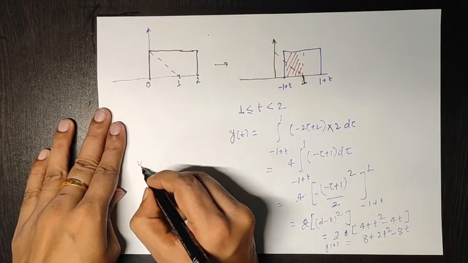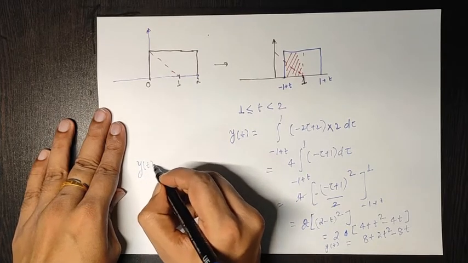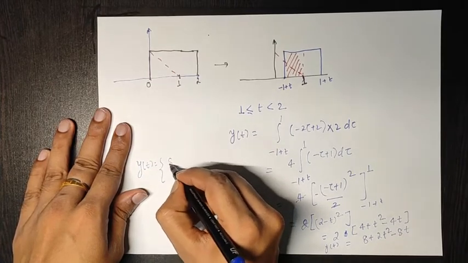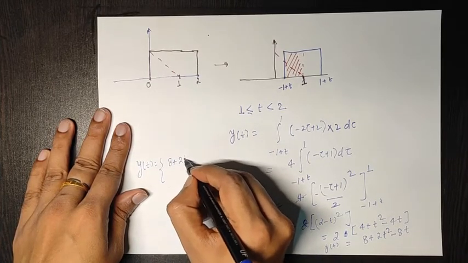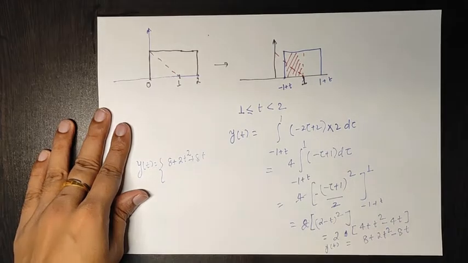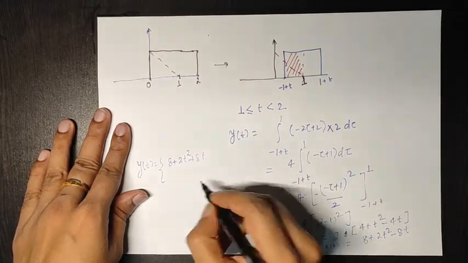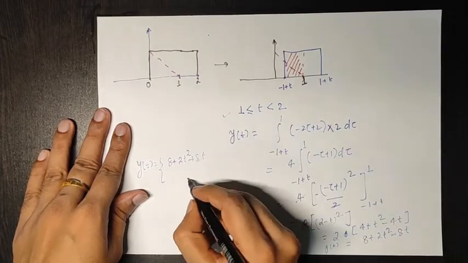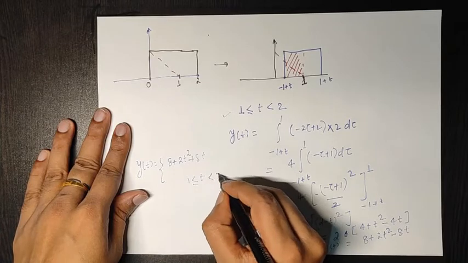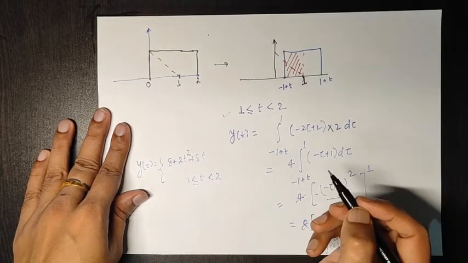So y of t has the equation 8 plus 2t square minus 8t for the interval 1 to 2, right?